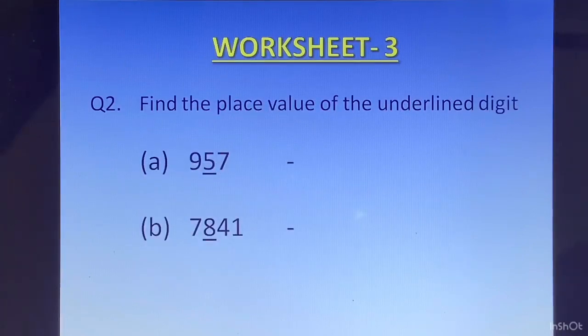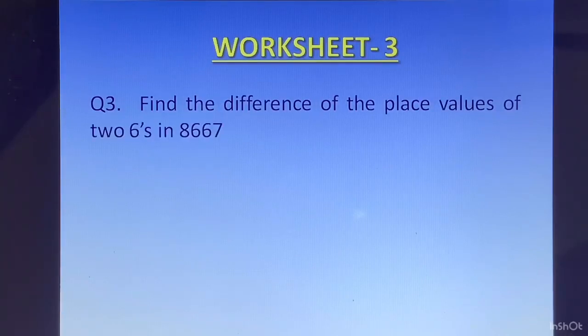Question number 2. Find the place value of the underlined digits. A part 957, 5 is underlined. B 7841, 8 is underlined. So you have to tell the place value of 5 and 8. Remember the trick method? Write the number and convert all the digits on the right to 0.